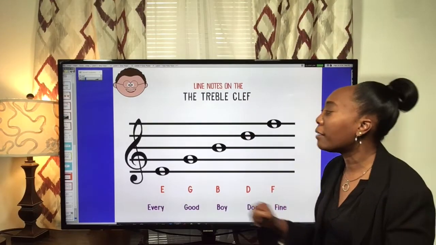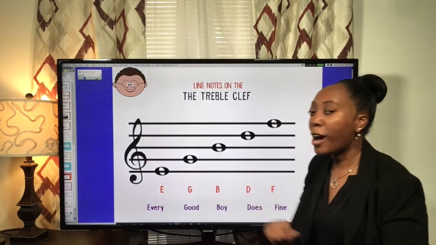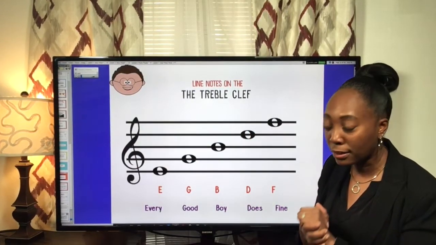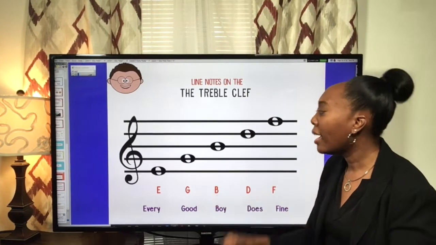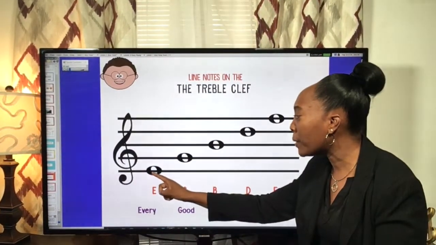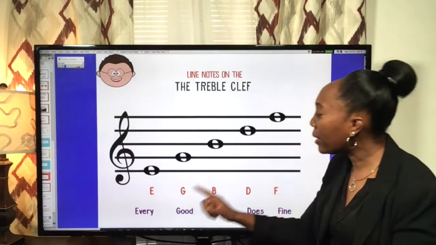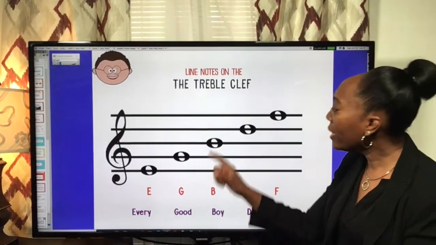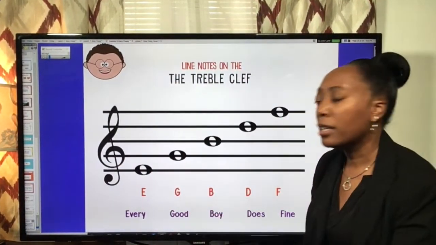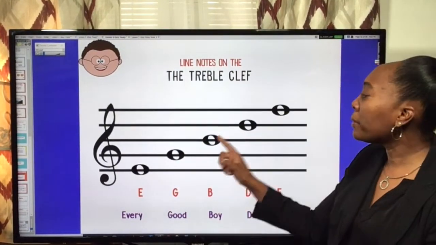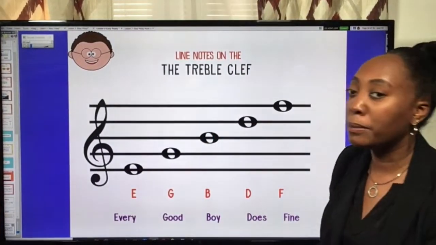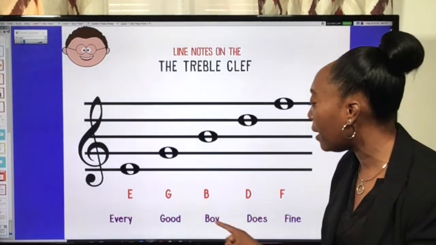So the line notes of the treble clef, because this is our special clef here, and if we were to pretend the clef was a person, which it's not, it's a symbol, tells us the pitch. And the treble clef is here, and it's letting us know that this first note is note E. And you can think of E for every. And then the treble clef is saying, on the second line, the note will be G, G for good. And the treble clef is now telling us this note on the third line will be B for boy.